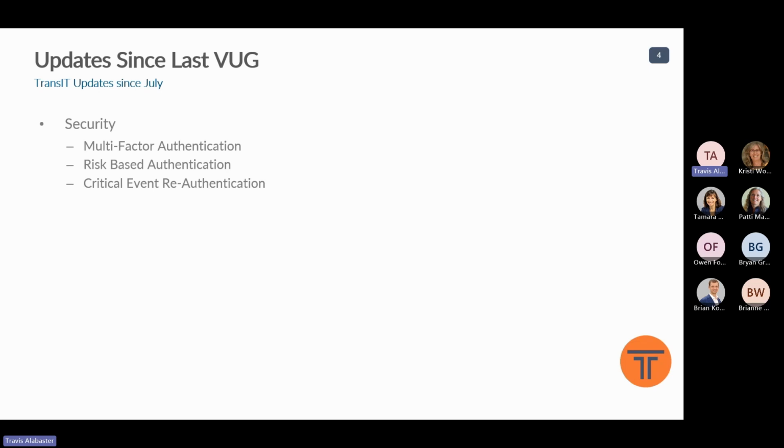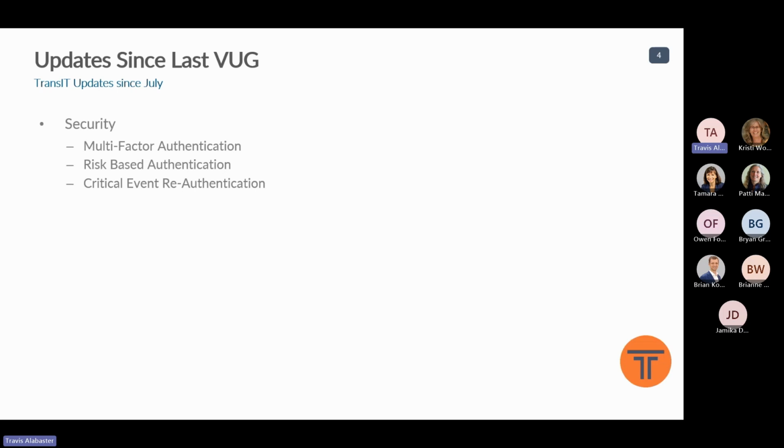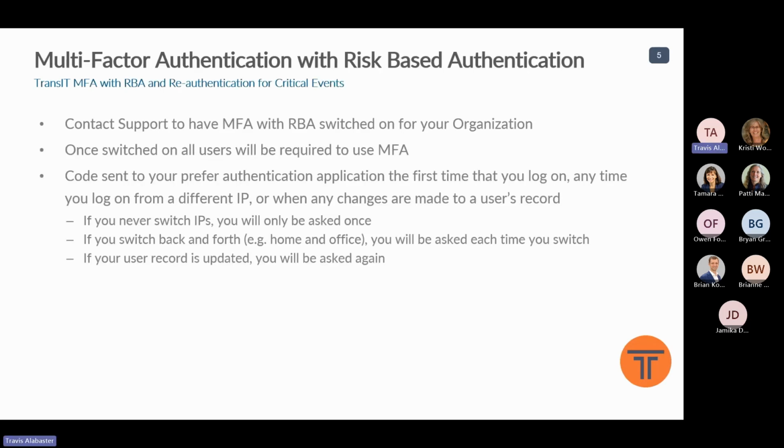And accompanying that is the risk-based authentication, which assesses the probability of an account having been compromised within each login. So we're just going to go through some workflows on how it's going to operate inside TransIT. If you did want it turned on, you do need to contact support to have it turned on. Once it's switched on, all your users will be required to use MFA.